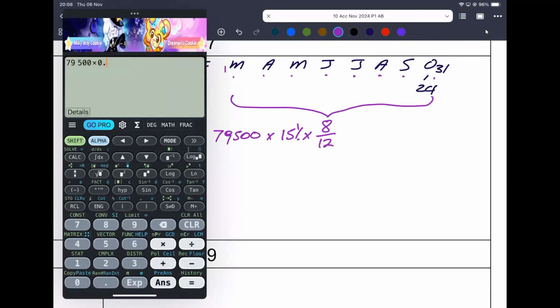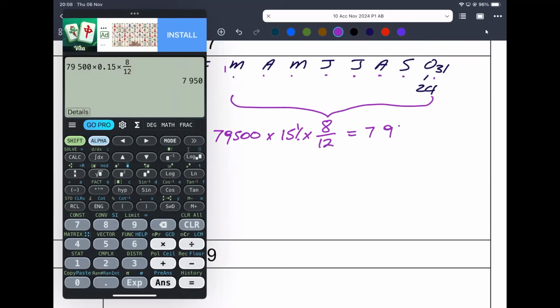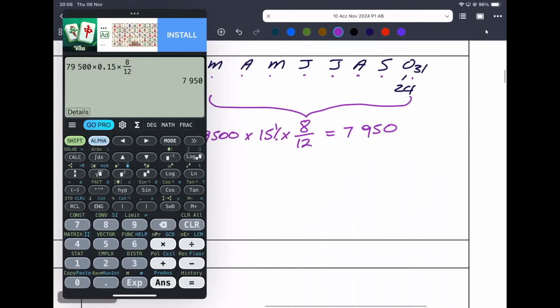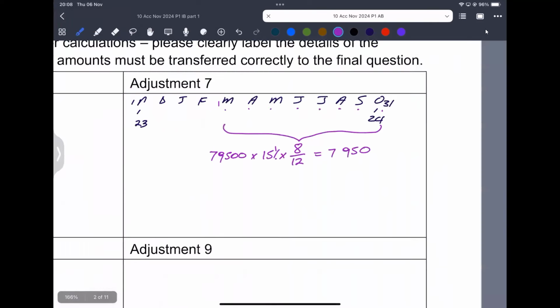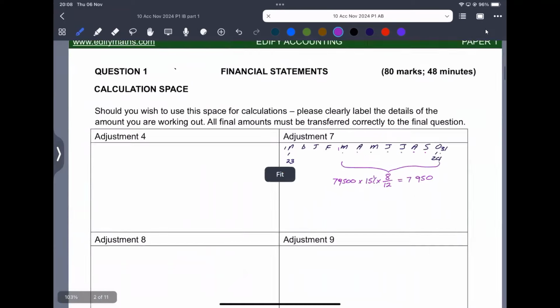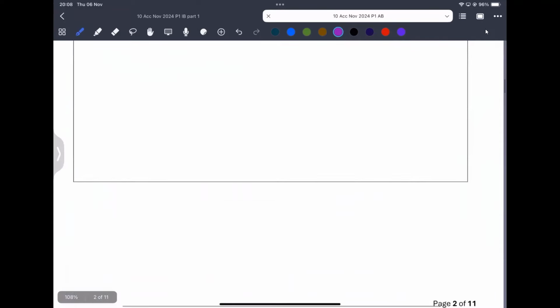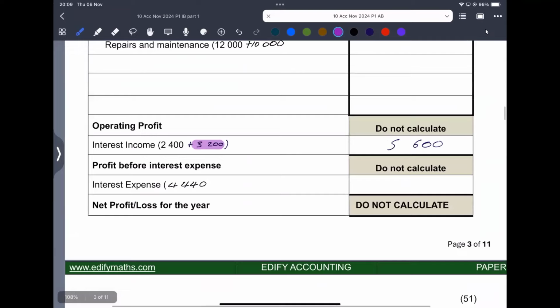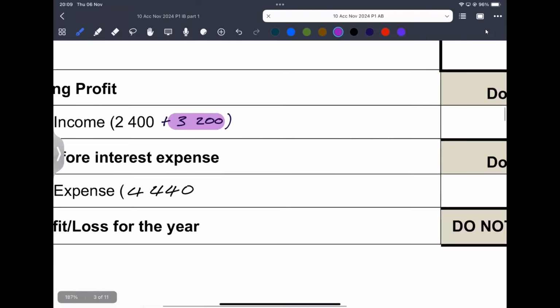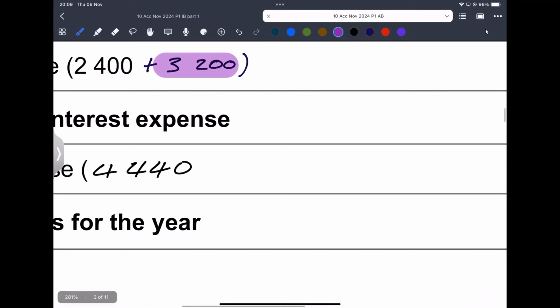79,500 multiplied by 0.15 multiplied by 8 and divide that by 12. It will give you your interest, which will be 7,950. This is your interest on loan. And obviously, they told you that interest on loan is actually capitalized. However, even if it's capitalized, it means that that becomes your interest expense and you will add it to your interest expense over here.